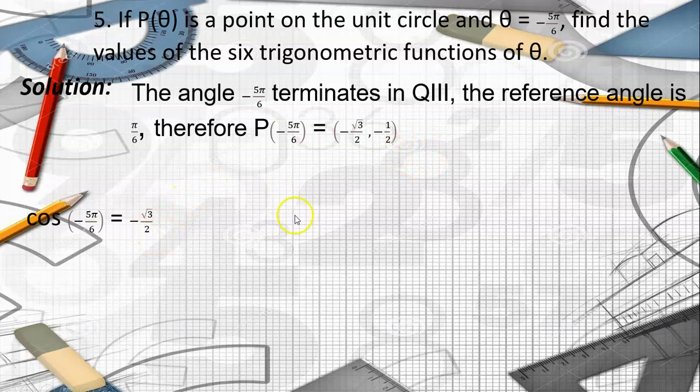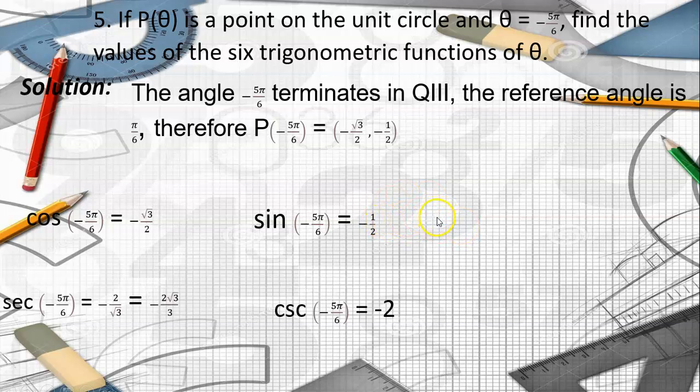So, our cosine will be equal to negative square root of 3 over 2. Second, the reciprocal of cosine is equal to negative 2 over square root of 3, which is equal to negative 2 square root of 3 over 3. Of course, it's negative. And then sine of negative 5 pi over 6 is negative 1 half. Our cosecant is negative 2. Our tangent of negative 5 pi over 6 is equal to 1 over square root of 3, or rationalizing it, it would be equal to square root of 3 over 3, and then our cotangent will be square root of 3 over 1, or square root of 3. So that's it, guys. Thank you.